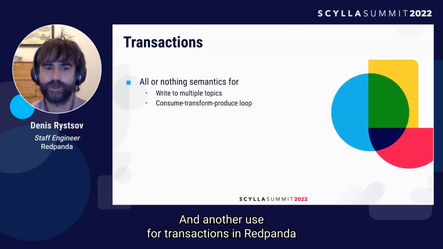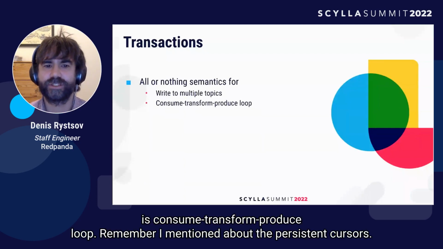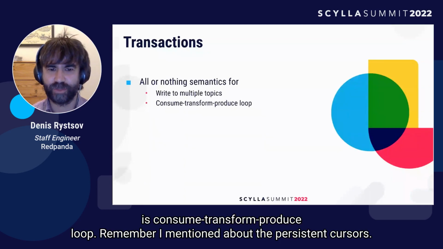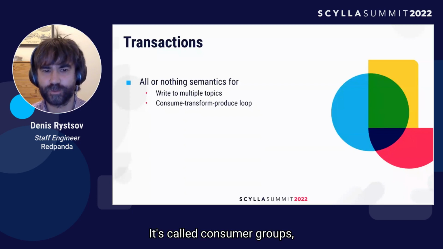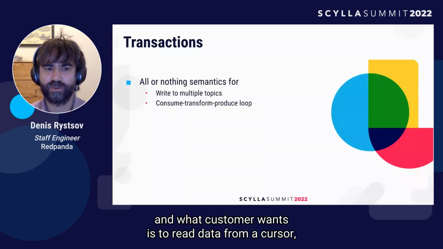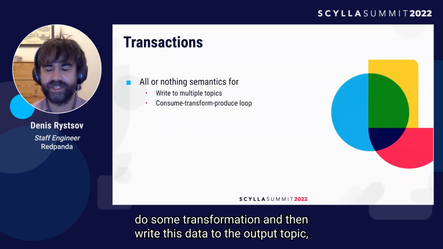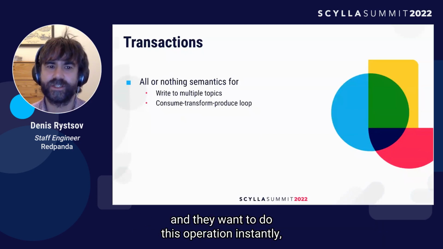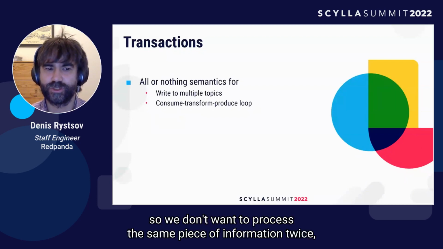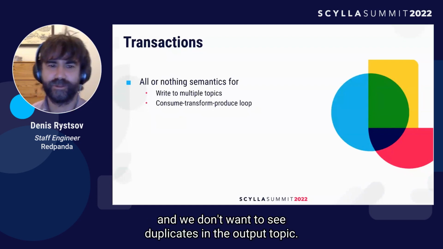And another use for transactions in Redpanda is the consume, transform, produce loop. Remember I mentioned the persistent cursors? It's called consumer groups. And what the customer wants is to read data from a cursor, do some transformation, and then write this data to the output topic. And they want to do this operation atomically. So we don't want to process the same piece of information twice, and we don't want to see duplicates in the output topic.